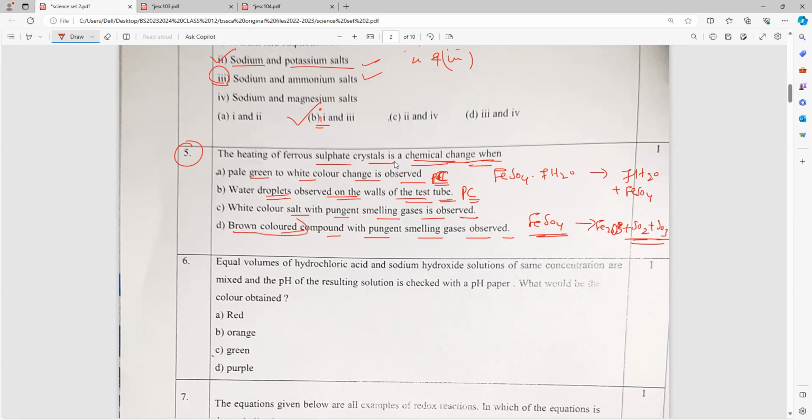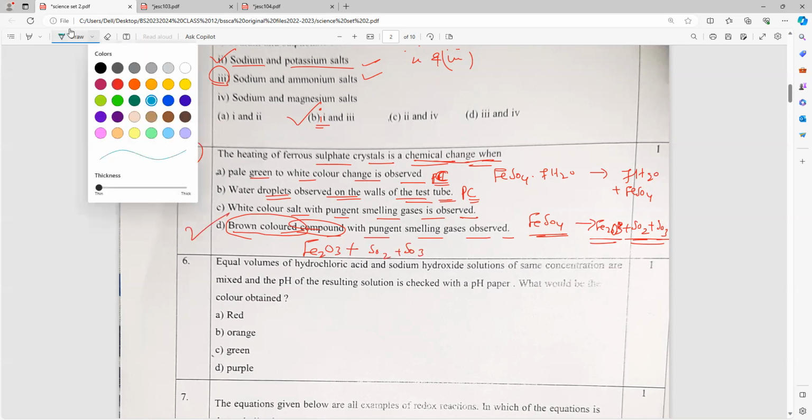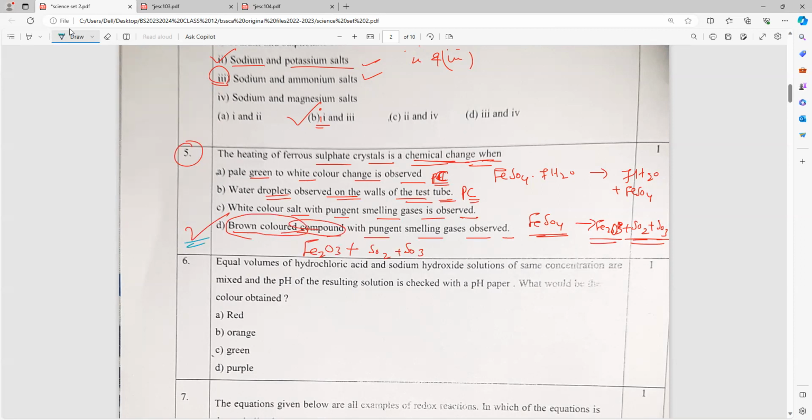What is the brown colored substance? Anybody? Brown color substance, we all know that. What is that? Ferric oxide, plus SO2 plus SO3. So now what is the correct answer? Option D. Understand? So chemical change means option D.